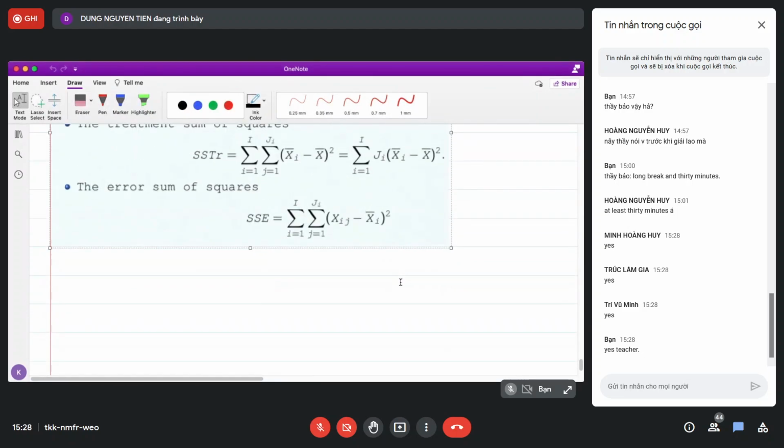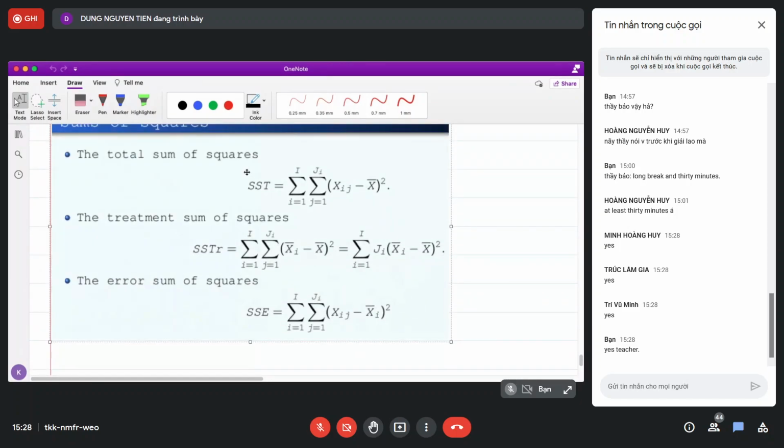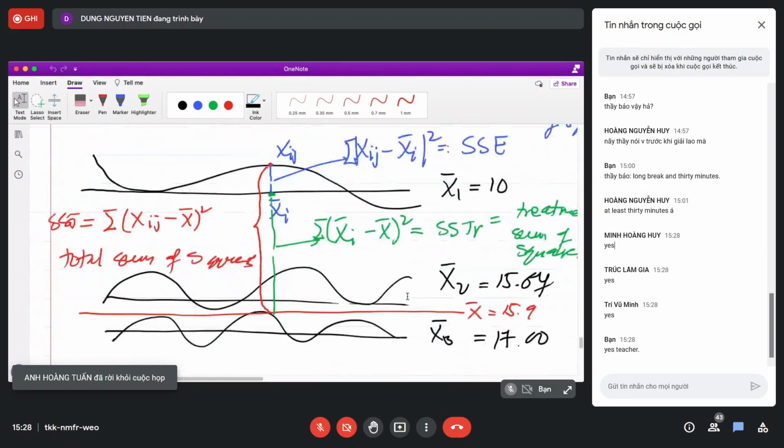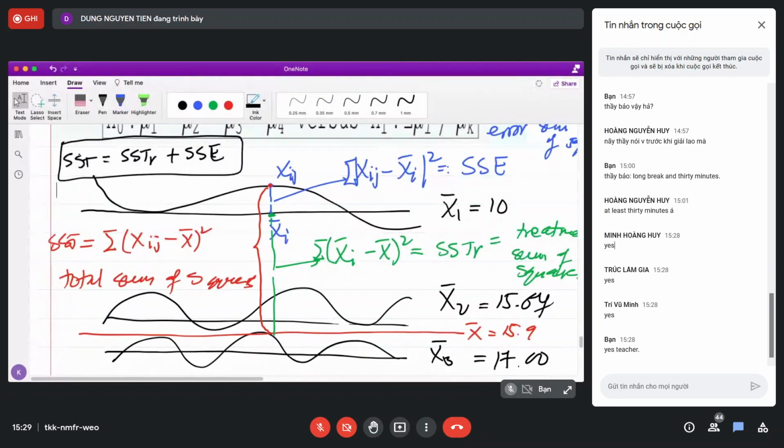Okay. So actually, this is the one we have. We have the total sum of squares, the treatment sum of squares, and the error sum of squares. You get something like this, and it is easy to observe that the SST, the red one, is equal to the green one, SSTR, the treatment sum of squares, plus the SSE, the error sum of squares. We have this equation, and it is called the fundamental equation of ANOVA.